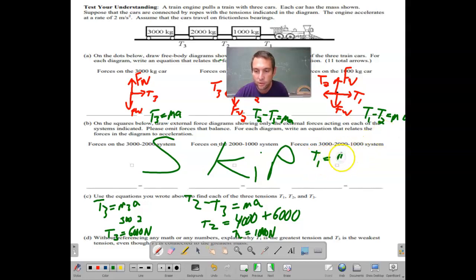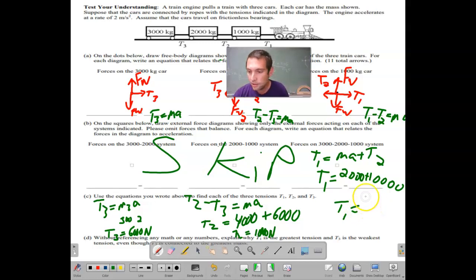T1. Same situation over here, so I'm going to say T1 is MA plus T2, and T2 is 10,000, and M is 1,000 times 2 is 2,000 plus that. So T1 equals 12,000 newtons. So there you go. We have T1, T2, T3.